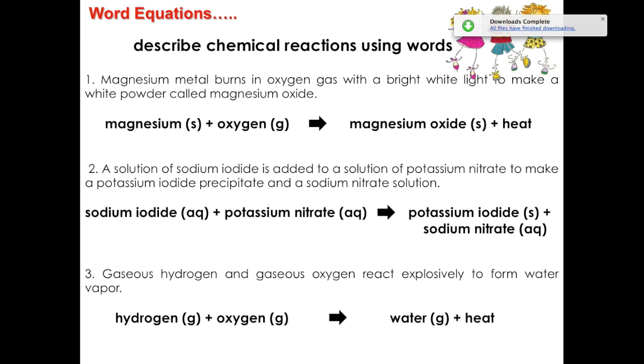Number 2: a solution of sodium iodide is added to a solution of potassium nitrate to make a potassium iodide precipitate and a sodium nitrate solution. This transferred to an equation will be sodium iodide, aqueous, plus potassium nitrate, aqueous, yields potassium iodide, solid, plus sodium nitrate, aqueous.